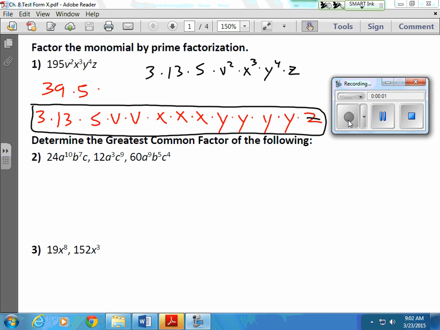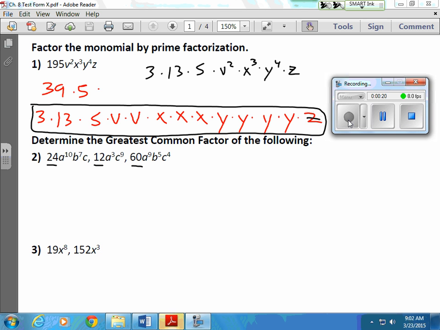You're looking at the numbers first. You got 24, 12, and 60. Now, you're trying to find the greatest common factor between those numbers, and then we'll worry about the letters in a minute. But one way to start would be to try the smallest number. See if the smallest number goes into all of them evenly.